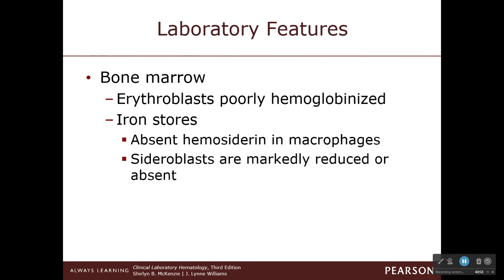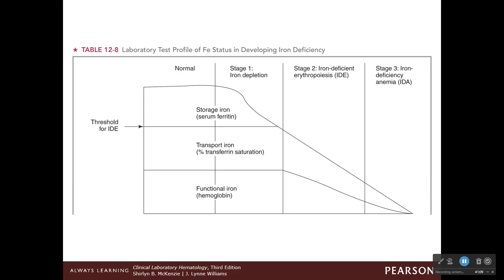So your iron stores: there's absent hemosiderin in the macrophages. Sideroblasts are markedly reduced or absent. This is one of the things we talked about a while ago. This chart shows our threshold of iron. Once we reach this spot, we're going to decrease really, really rapidly. You start getting storage iron depletion, then you see a decrease in your erythropoiesis, until eventually you get down to true IDA. That's one of the things you need to look at there.